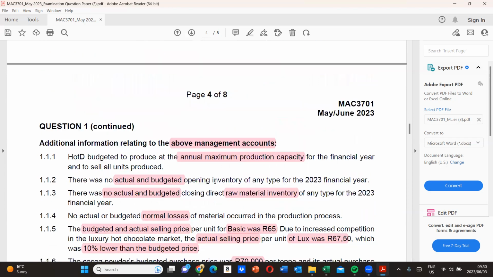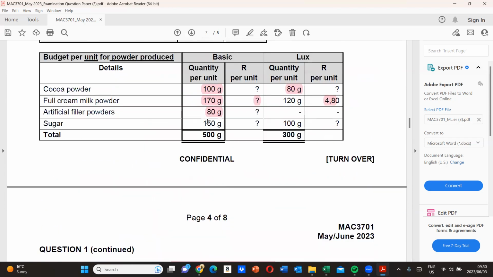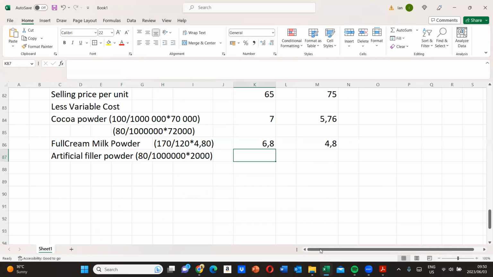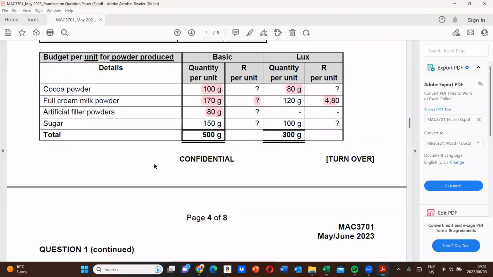What we could have just done is taken 80 divided by 1 million and then multiply by the 2,000. Remember, 80 grams to convert to tons, you divide by 1 million, then multiply with 2,000 to get the cost per unit. So it takes us to 0.16. Let's proceed to the next one.